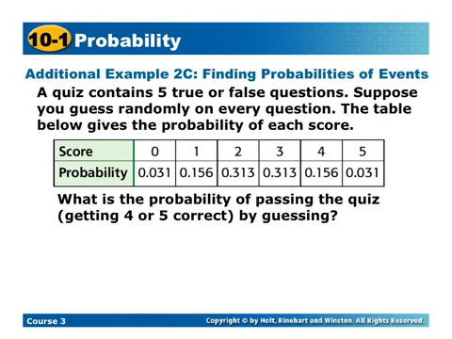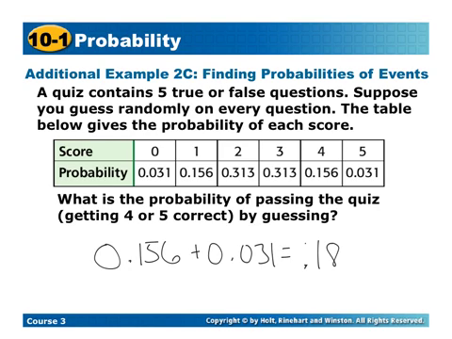Alright, pause the video, try this one out as well. Okay, so here getting a 4 or 5 would be passing the quiz. So we're going to add those up. We find that it's 0.187 or 18.7% again. Now hopefully you notice that the probability of getting a 0 or 1 is the exact same as the probability of actually passing the quiz.